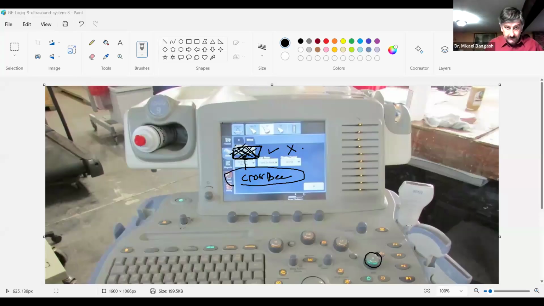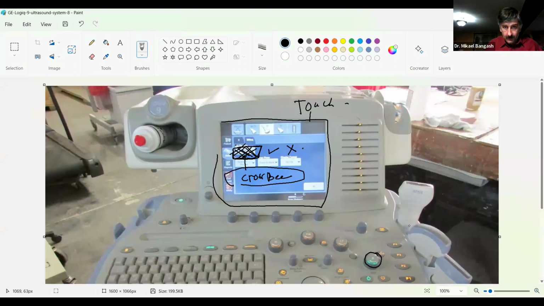What you can say, as I just told you or showed you on your touch screen, please remember, guys, this screen here is a touch screen. You can actually choose which transducer to use by touching these areas here.